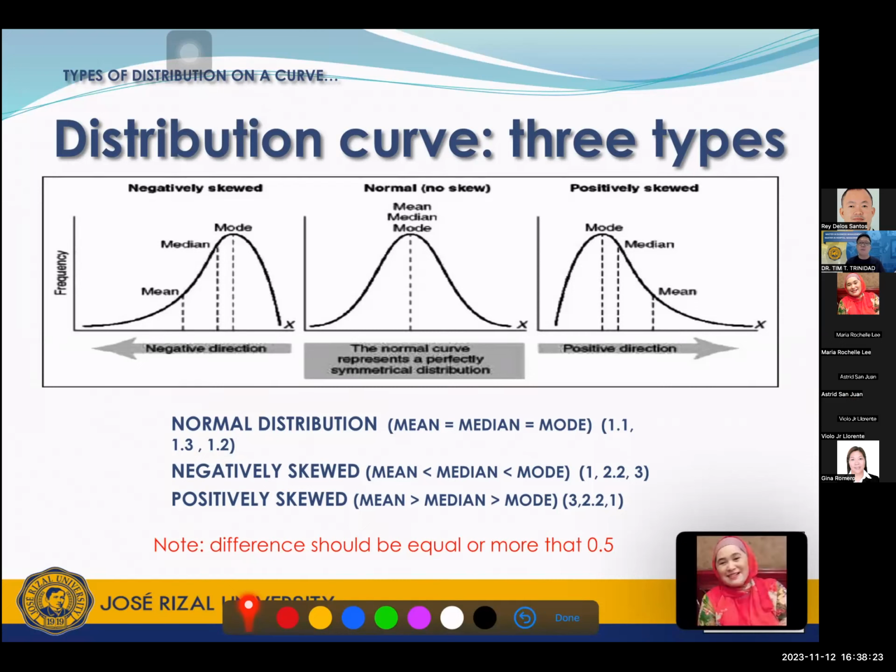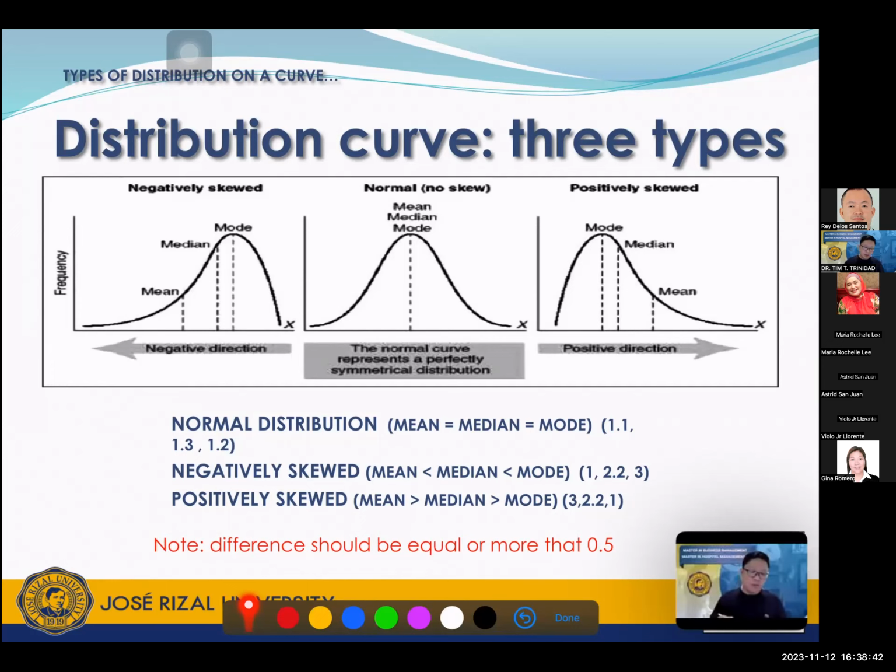If your mean is greater than your median and your mode, what is the expected type of distribution you're going to have? Positively skewed, because your tail points towards the right, and it's pointing towards the positive.